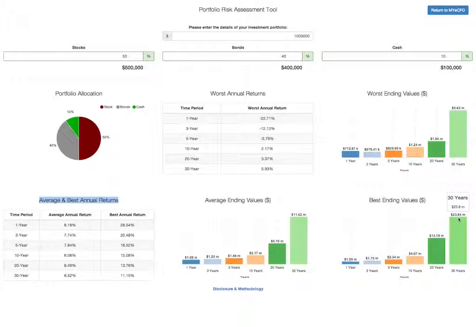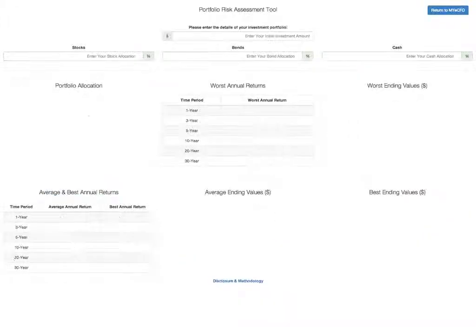So this has been a tutorial on the portfolio risk assessment tool. Again, you can access that tool by going to allocation.myecfo.com. You can reset the parameters by doing this, and I hope you enjoy it.